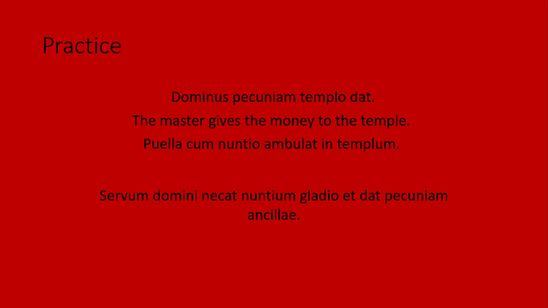The master gives the money to the temple. Templo takes the dative in this example because it is the indirect object. The girl walks with the messenger into the temple. Nuntio takes the ablative in this example because it is the companion of puella and the preposition cum is used.